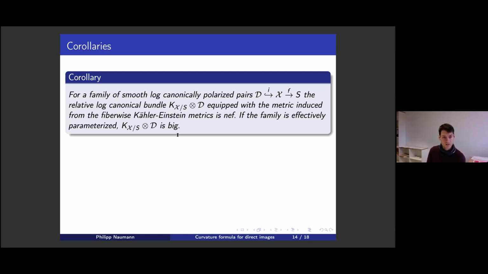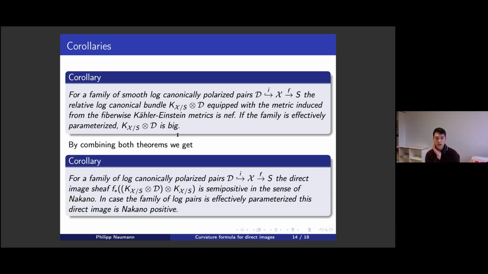Okay, and then in the last step we could put this together and plug this in the main result, in the curvature formula, and then we get that in this situation we really get a sign for the curvature of the direct image, and the direct image in this case has the form: L is the relative canonical, so you get it twice, and you have to add this D here. Yeah? In this situation you have to add this effective divisor D.